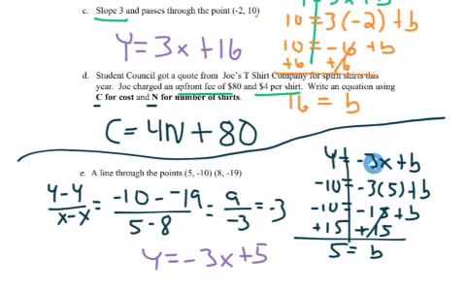Plug in your slope. Plug in a y value, which I did negative 10, and my x value, which was 5. Remember, you could have still plugged in the ordered pair 8, negative 19, and you still should have had a y-intercept, or b, of a positive 5. That's why I tacked on plus 5 at the end of my equation.